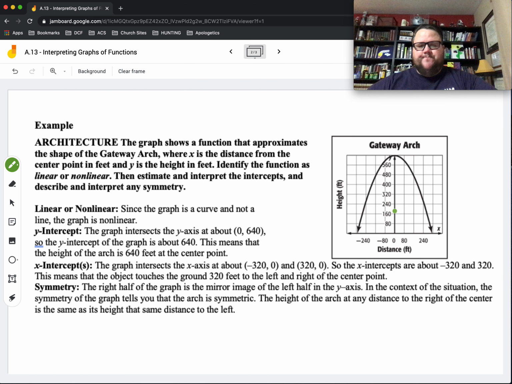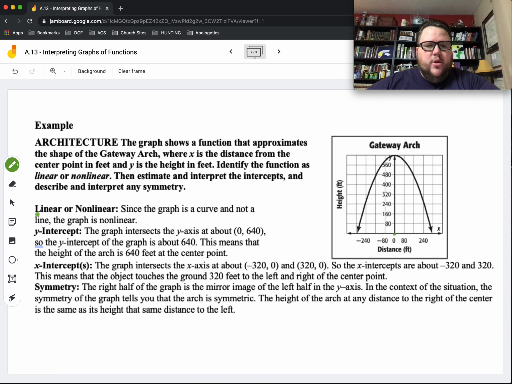So here's an example. Architecture. The graph shows a function that approximates the shape of the Gateway Arch. The Gateway Arch is the big arch out in St. Louis, where x is the distance from the center point in feet, and y is the distance in height. Here's the center, 240 feet to the right, 240 feet to the left, and the height of the arch is over 560 feet. Identify the function as linear or nonlinear, then estimate and interpret the intercepts and describe and interpret any symmetry.